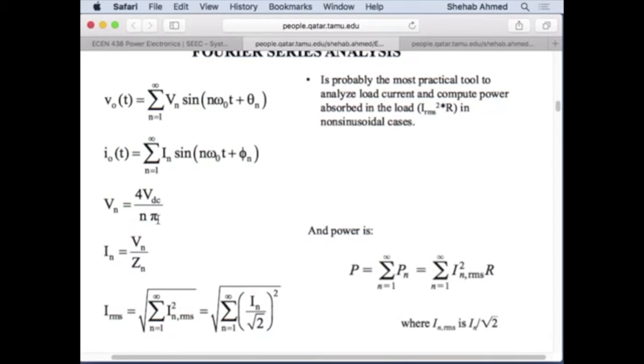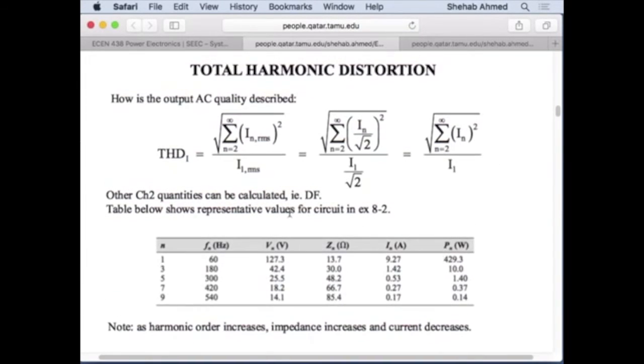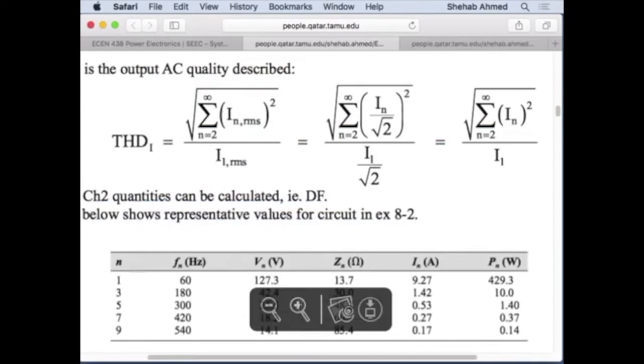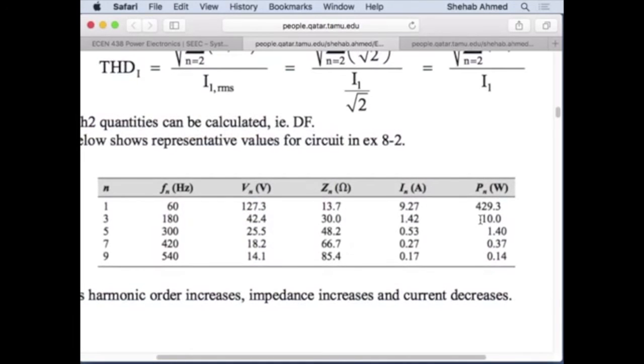So again, the peak value of the voltage is 4 VDC over pi times n, where n is 1 for the fundamental, then the third harmonic, fifth harmonic, etc. And then the current will be the voltage divided by the impedance at that specific frequency. And then again, we said we can calculate the RMS current, calculate the power, we can calculate the THD, etc. So they did this for us. They calculated the voltage harmonic, the impedance harmonic, the current harmonic, and the power, right?